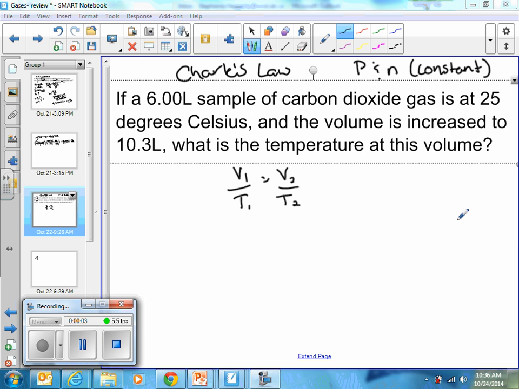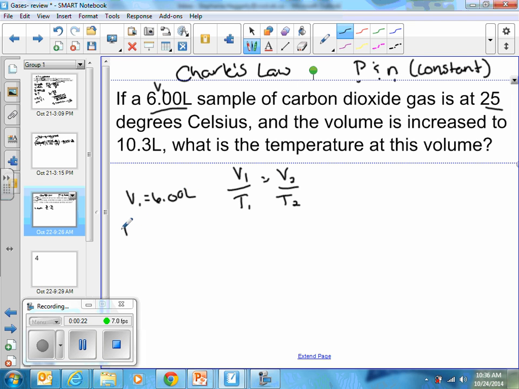Example 2 is an example of Charles' law. So it's dealing with volumes and it's dealing with temperature. There's no mention of pressure or the mass or moles of a gas, so we assume that P and N are constant. So if we set up our equation, our initial volume, V1, is 6 liters.